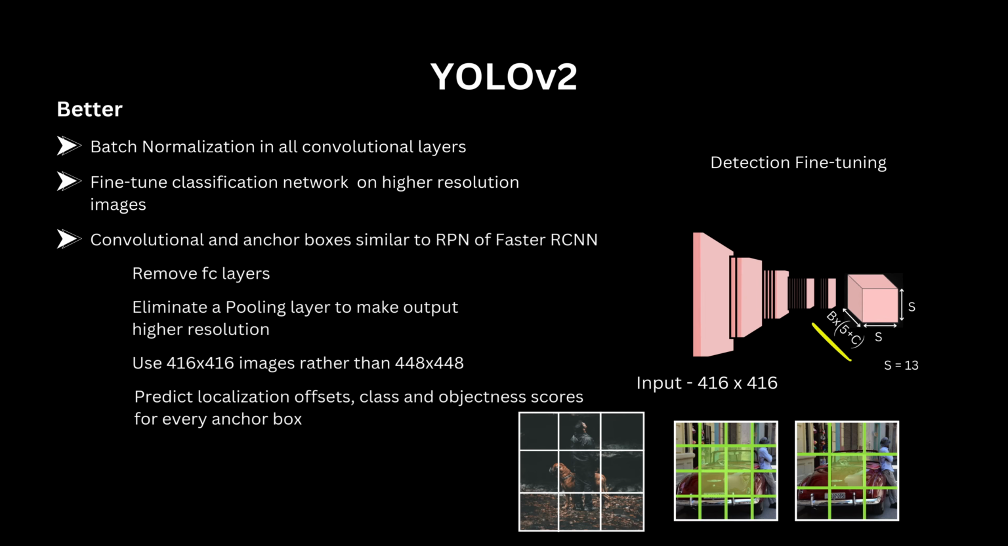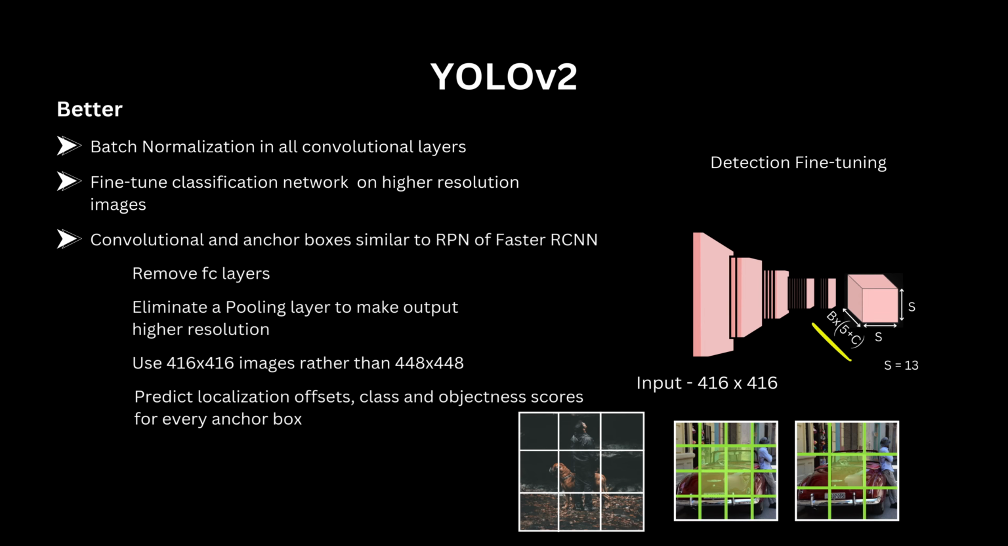4 of them are box offsets for X, Y, width and height, and the 5th is the objectness score, same as YOLOv1. Do note that the C values are still class conditional probabilities, which means during inference we'll continue to multiply the objectness score with this class conditional probability to get actual class probabilities, same as we were doing in YOLOv1.